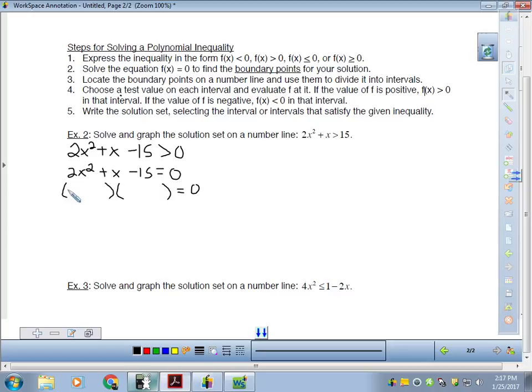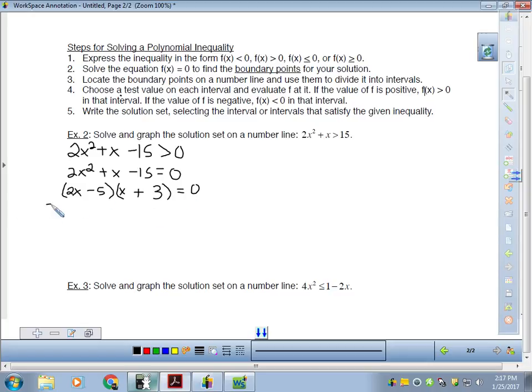In order to make 2x squared, you would have to have 2x times x. To make 15, you can either have 1 times 15 or 3 times 5. I'm going to use 3 times 5. I'm going to put the 3 here and the 5 here. The reason why is 2 times 3 will give me 6. In the middle I have 5. And 6 and 5 can make the 1 that I have right here. The 6 needs to be a positive. The 5 needs to be a negative. So that's how it's going to look.